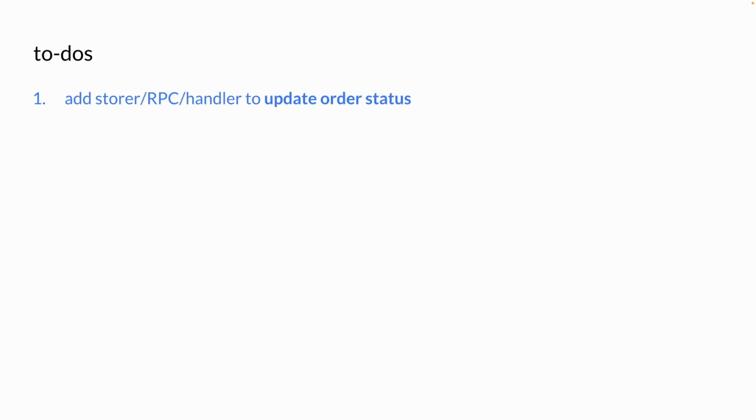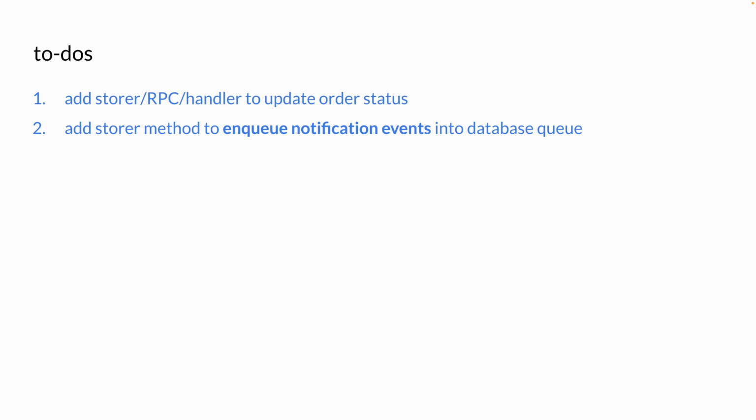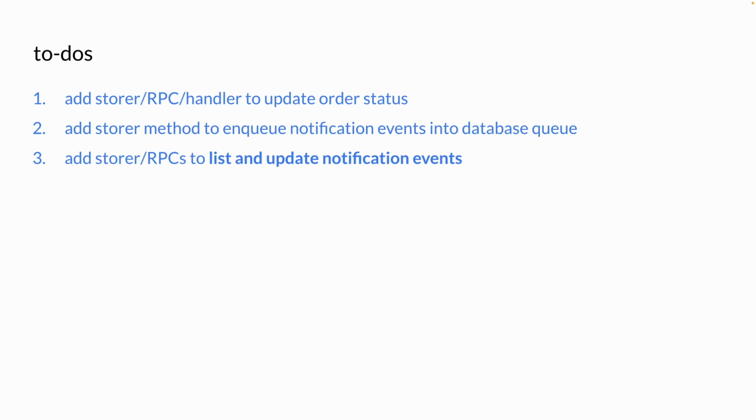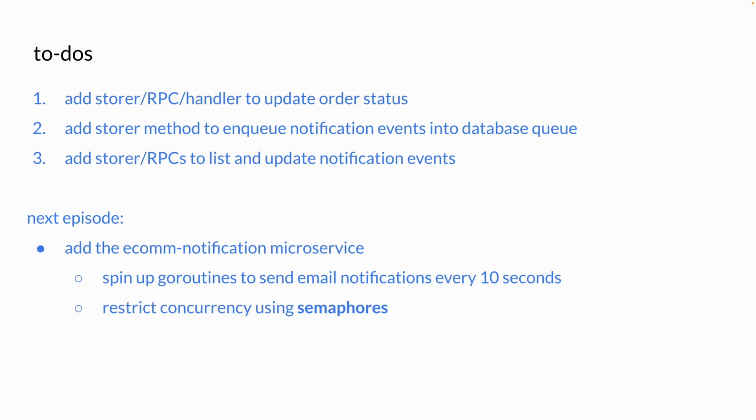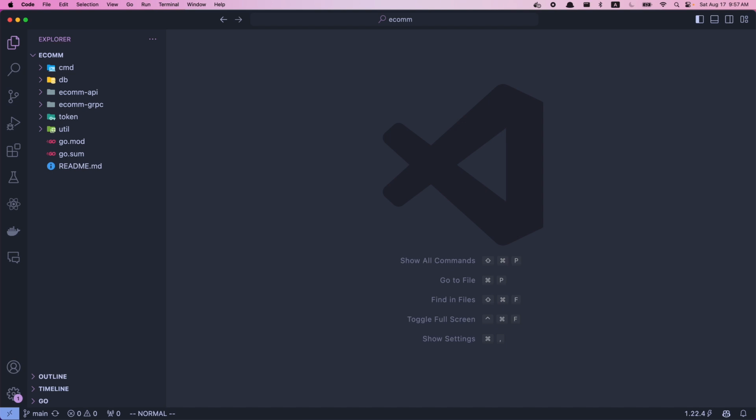In this episode, we're going to add the endpoint as well as the corresponding store, RPC, and the handler methods to update the status of the orders. We'll also add the store method to enqueue the notification events into a database queue, as well as the store and the RPCs to list and update the notification events that will be used by our ecom notification microservice. And we'll add this microservice in our next episode, where we're going to spin up Go routines to send email notifications every 10 seconds and also restrict concurrency using semaphores. And our microservice is going to update the notification events accordingly based on whether it succeeds or fails to send the notification email. So we're first going to add the endpoint to update the status of the orders.